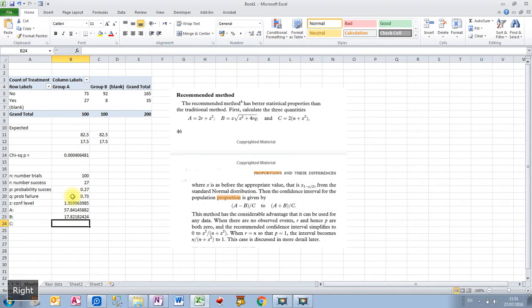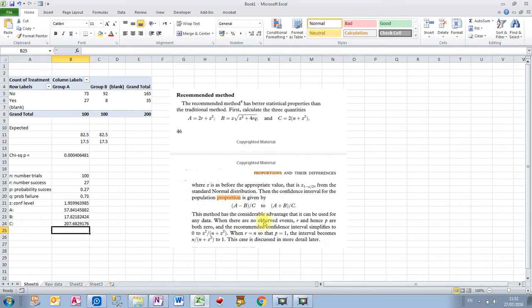And our value for C. The formula for C is 2 times (n plus Z squared). So it's 2 times brackets, n is the number of trials, plus Z squared. Close the brackets, and that's the value for C.